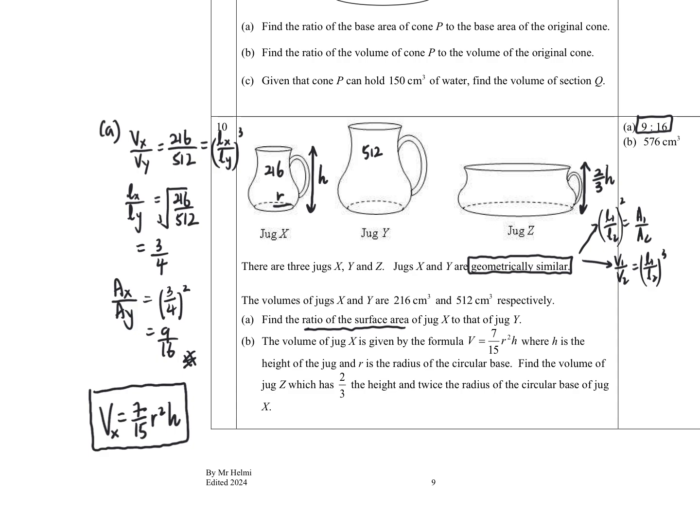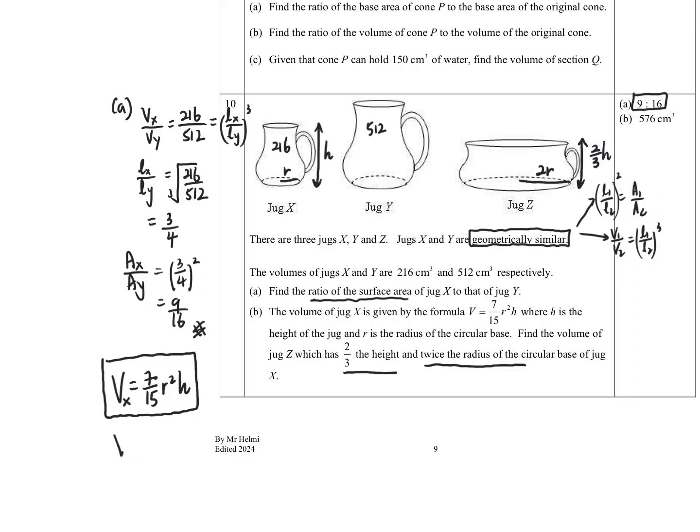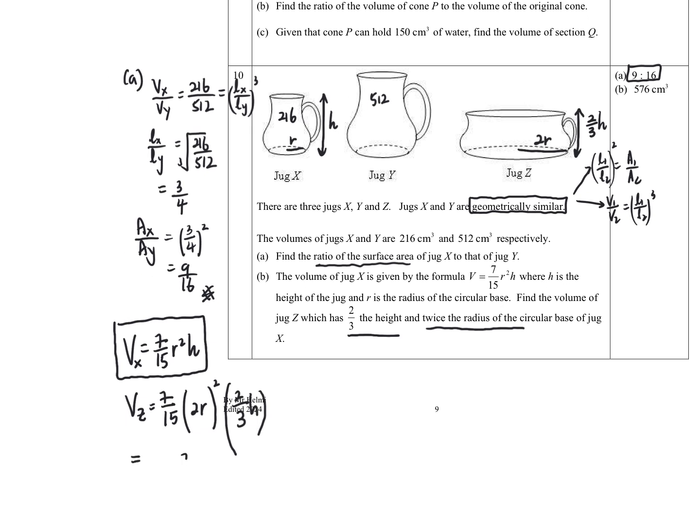So now they tell me that the jug Z, the volume is 2/3 the height of jug X, and it is twice the radius of jug X. So that means instead of R, this is 2R. Okay? So using that same formula, jug Z is 7 out of 15. The radius that I square is 2R squared. The height that I use is 2/3 H. So using that, I have a 4R square, a 2/3 H.